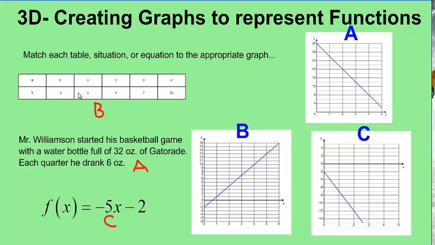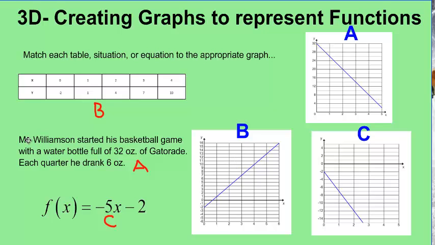If we look carefully at the table, we see that we start at the point 0, -2. We go to the point 1, 1, and 2, 4. So as we're looking at our graph, we see that B has these points represented on our graph. So we know that the table matches graph B.